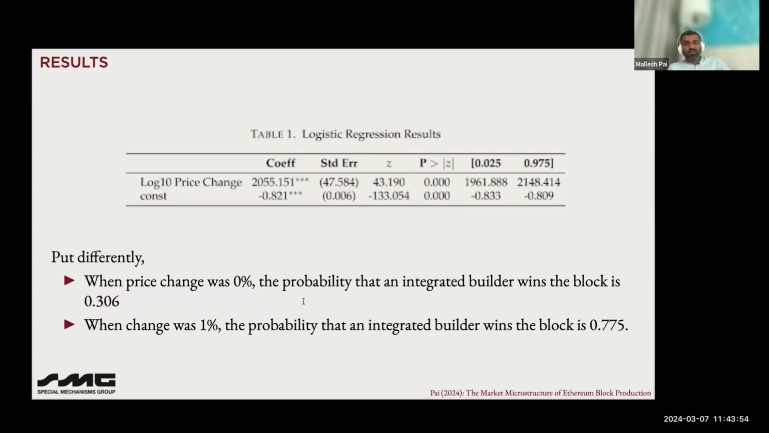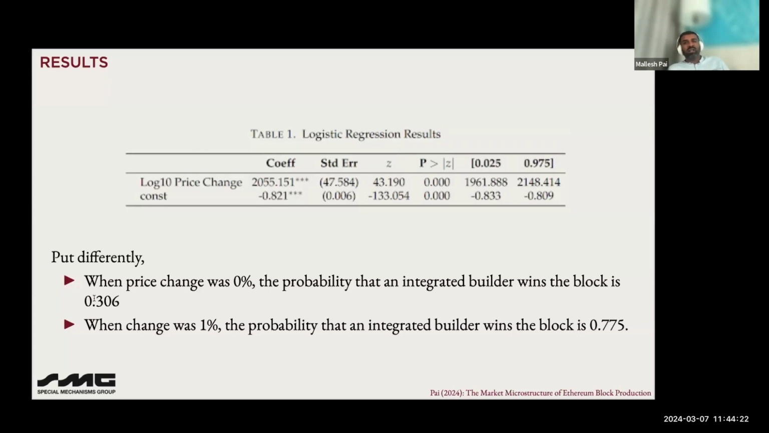To interpret these results, here's the implication. If the price change was 0%, so if the price on Binance was totally flat, just didn't move much in the last 12 seconds, then the probability that an integrated builder wins the slot is 0.3. If you go up to 1%, then the probability that an integrated builder wins the block goes all the way up to 0.775.